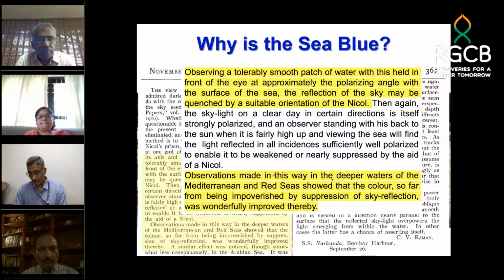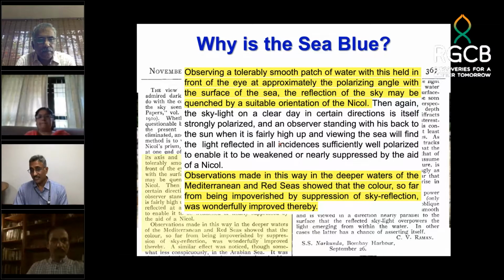That is Raman. So he said this has to be something which is very, very important, that you are actually seeing something from the light. So this is the interesting aspect.